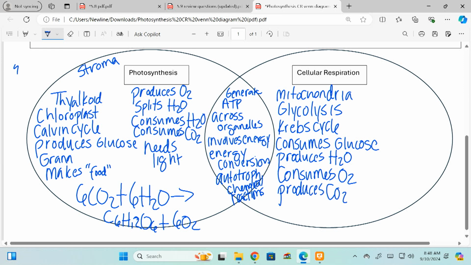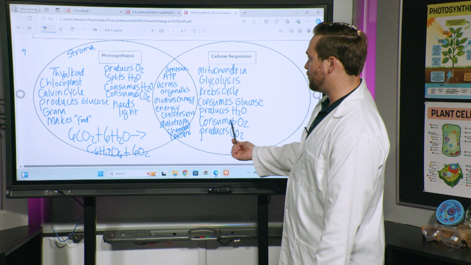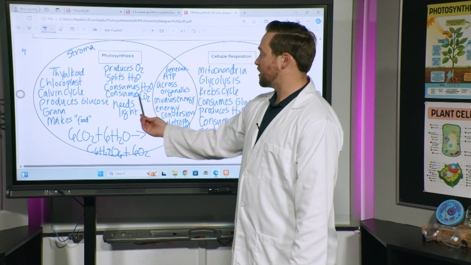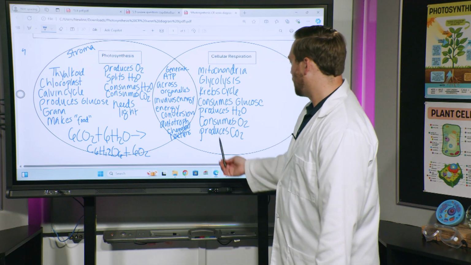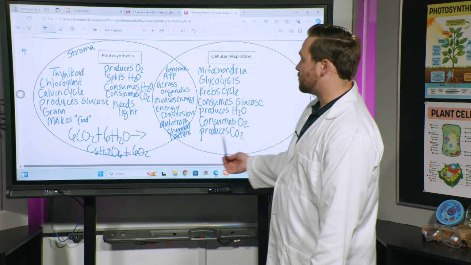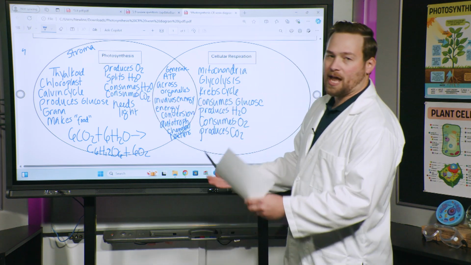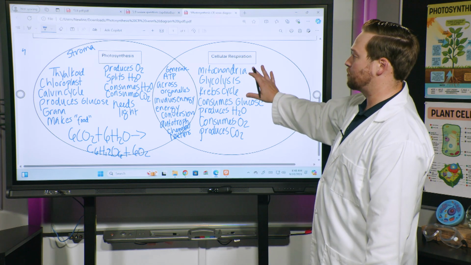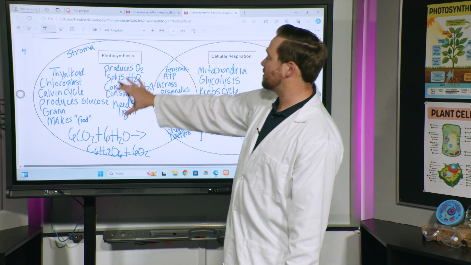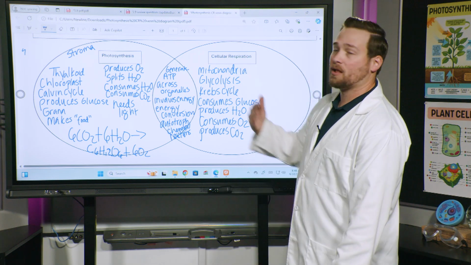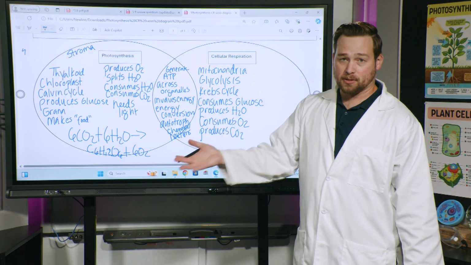So what I hope you're realizing, like look at this. This says produces H2O, consumes H2O, produces CO2, consumes CO2, consumes O2, produces O2. So they're kind of opposites. Whatever cellular respiration needs is made in photosynthesis, and whatever photosynthesis needs is made in cellular respiration. They're the same equation. They just go in opposite directions.